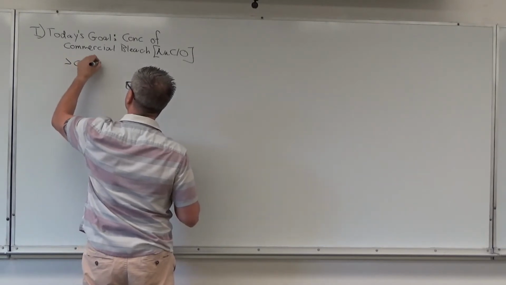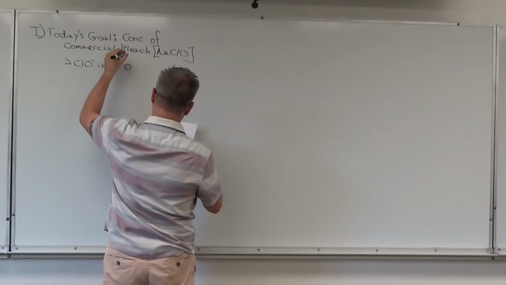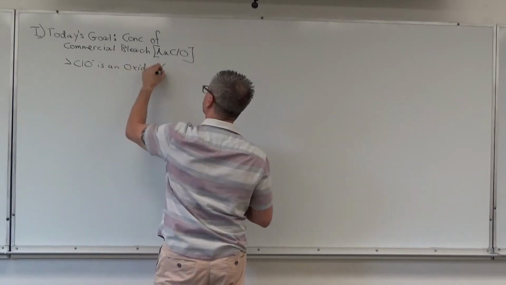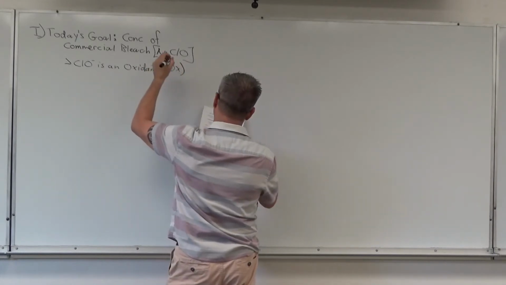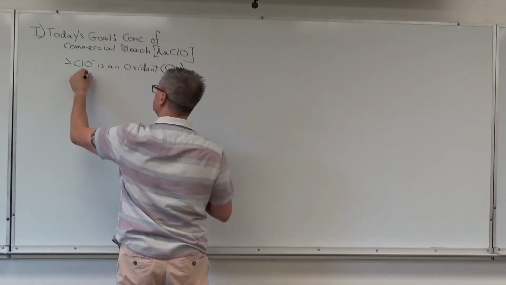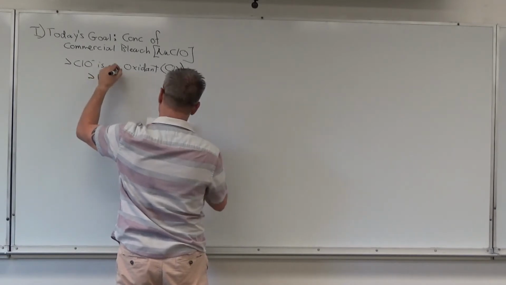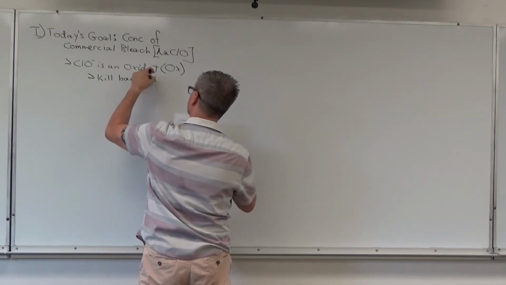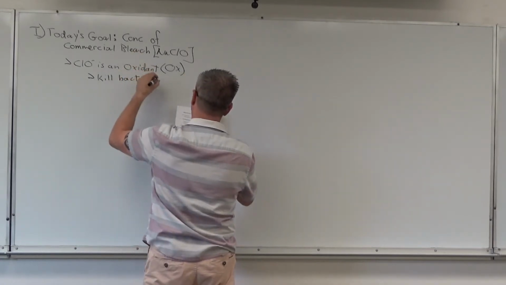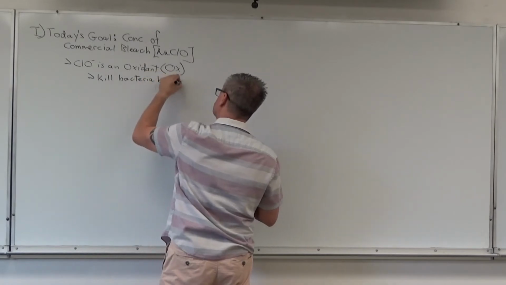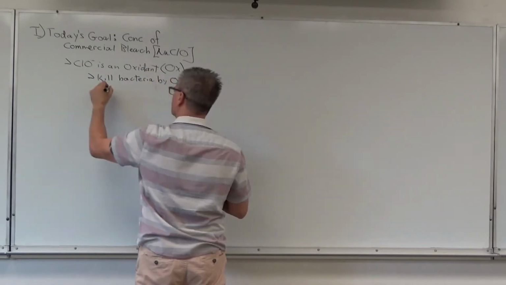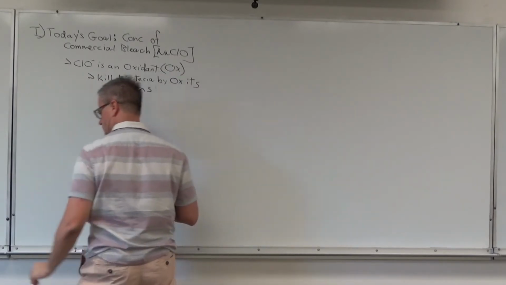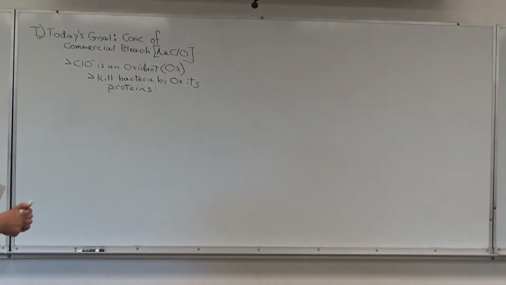Okay, so hypochlorite is an oxidant. We're going to generally abbreviate oxidant or oxidation with OX. It kills bacteria by oxidizing its proteins. And like I said, it's probably the sulfurs.